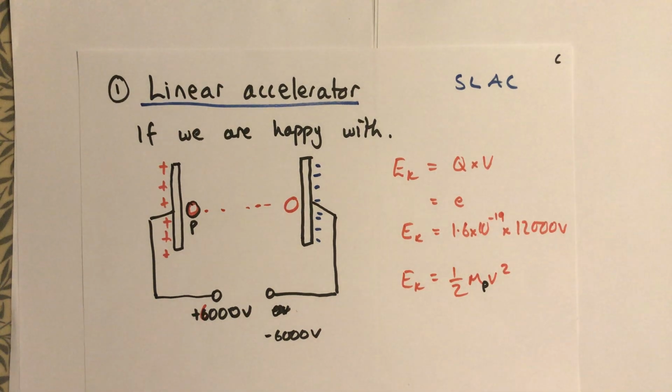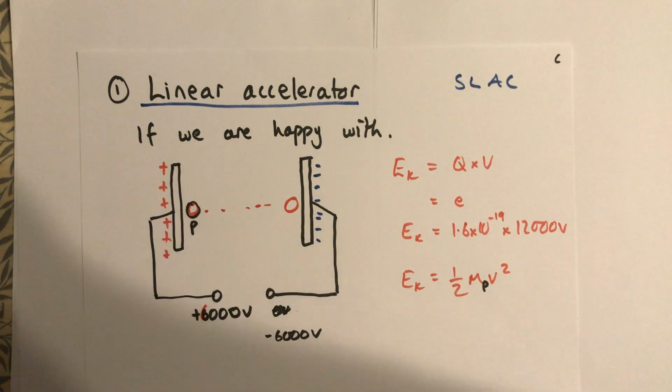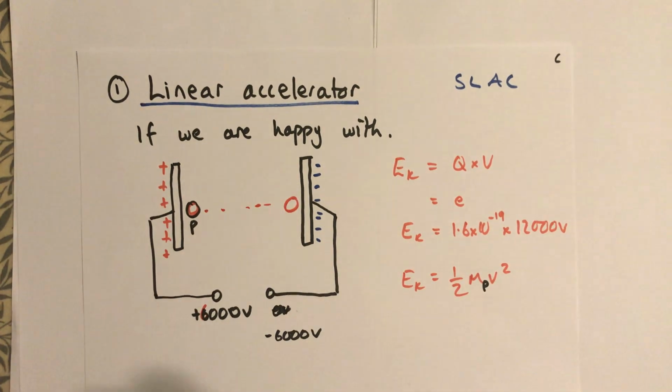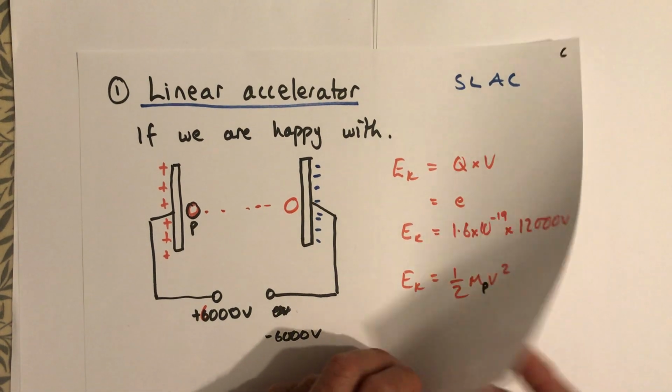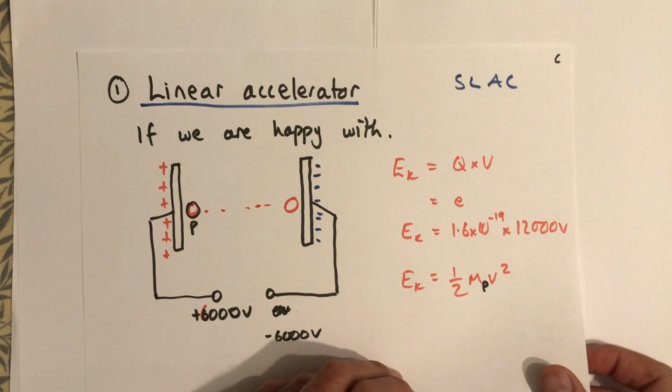But the problem with that is it's a bit of a one-hit wonder. So wouldn't it be better if we could somehow pile those up in a line and preferably use the same voltage supply to make it a little bit simpler? So how do we do that? We pile it up in a line by making a linear accelerator.